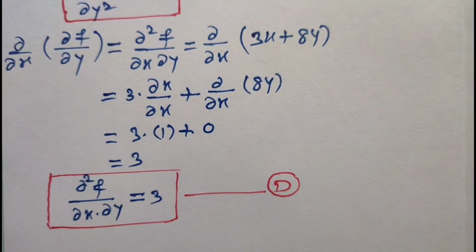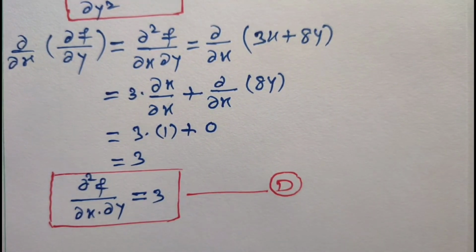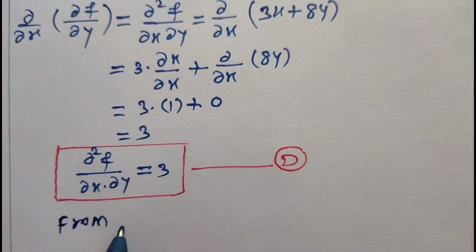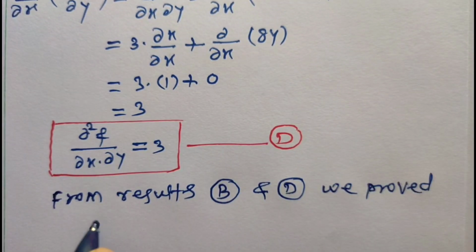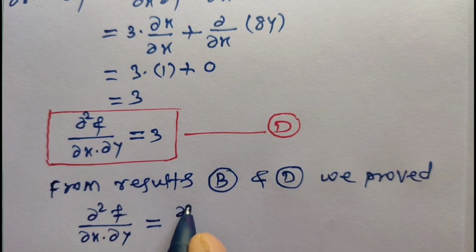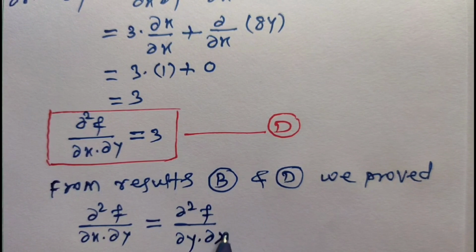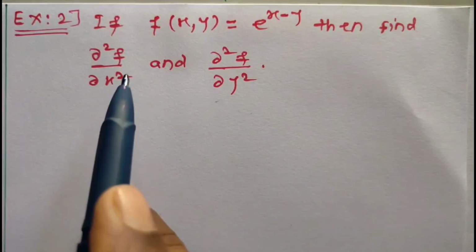We can say that ∂²f/∂x∂y is equal to ∂²f/∂y∂x. From results B and D we proved ∂²f/∂x∂y is equal to ∂²f/∂y∂x, and this is solution of given sum. Let us solve sum number 2.